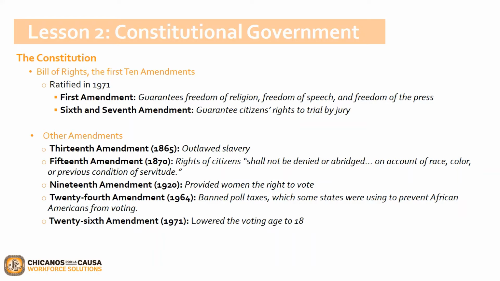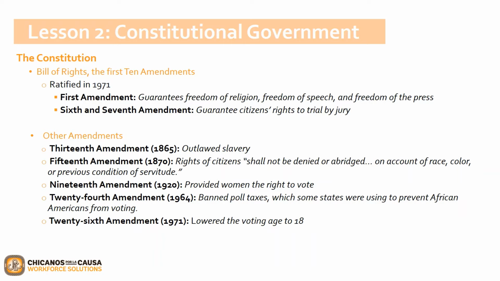The First Amendment guarantees freedom of religion, freedom of speech, and freedom of the press. The Sixth and Seventh Amendments guarantee citizens' right to trial by jury. The remaining 8 amendments, if you would like to learn more about them, you can check out a book at your local library to learn more about the Bill of Rights.